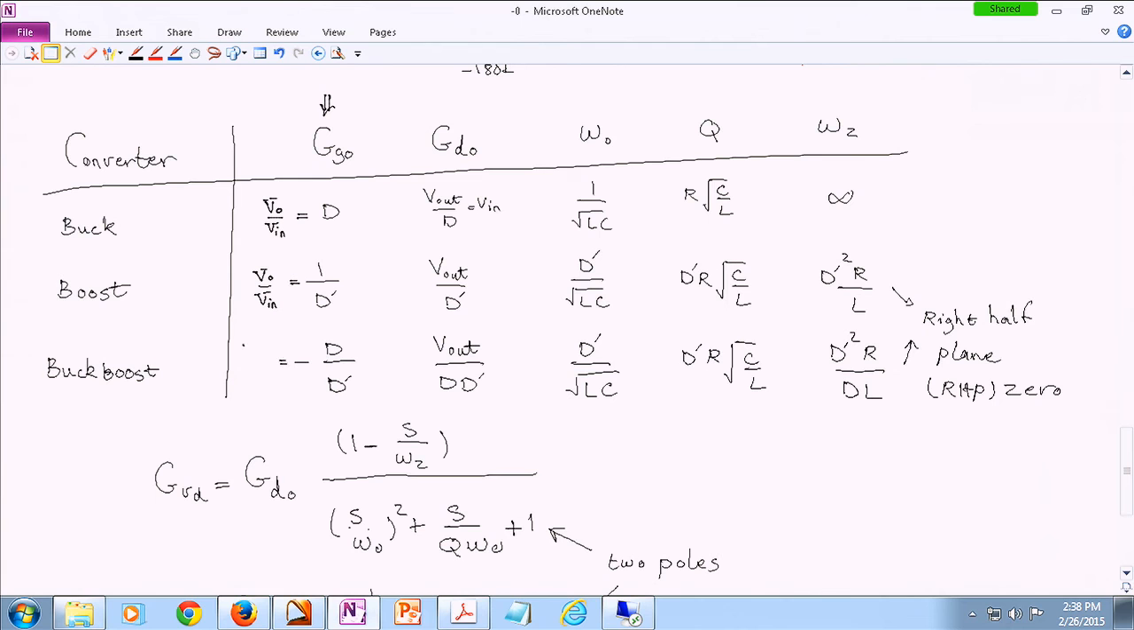Now, as you can see, in the book by Dr. Erickson and Maksimovic, for the buck boost converter, they have assumed the opposite polarity for the output voltage. That is why there is this negative sign appearing here. So please pay extra attention to this negative sign.